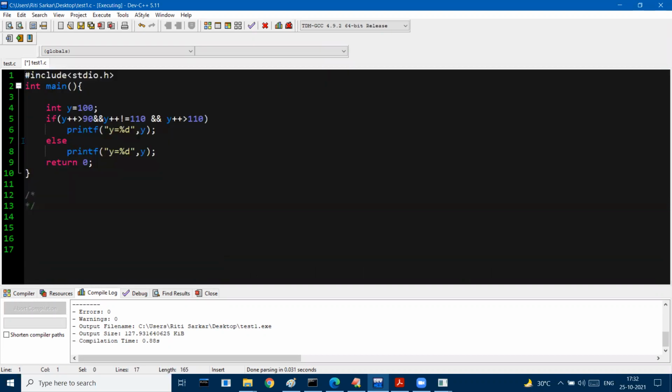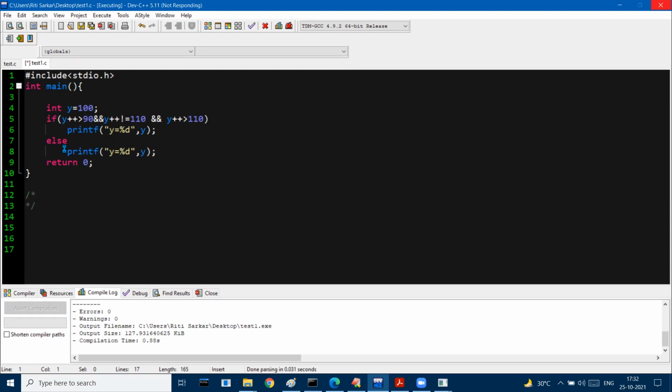Yeah. So first, int y is equal to 100. No problem. The value of y is 100. Now the control will come to the if statement. In the if statement, it will check the value of y.